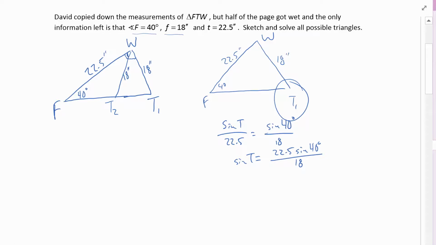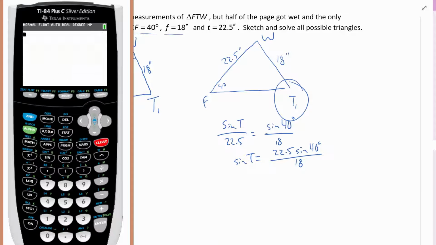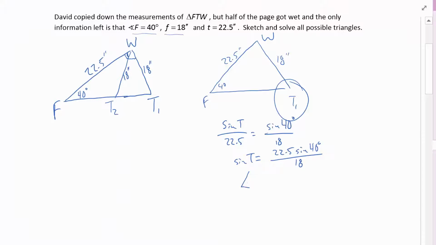Grab my calculator. 22.5 sine 40 over 18. That's the sine of angle t. So to get angle t, I'm going to inverse sine all of that amount. So I get angle t is approximately 53.5 degrees.